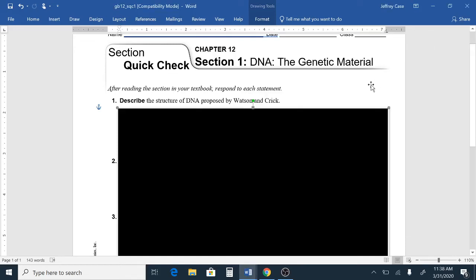Okay, let's go over chapter 12, section 1, active reading. Let's get right to it. Number 1, describe the structure of DNA proposed by Watson and Crick.